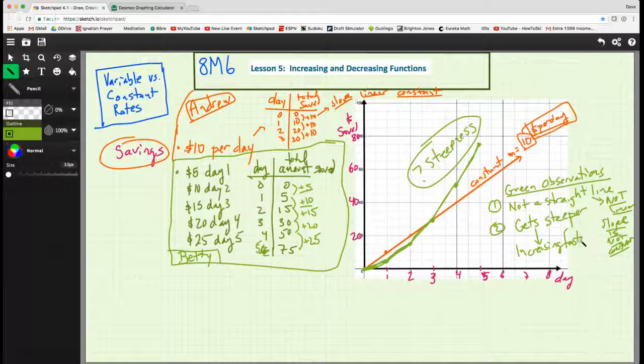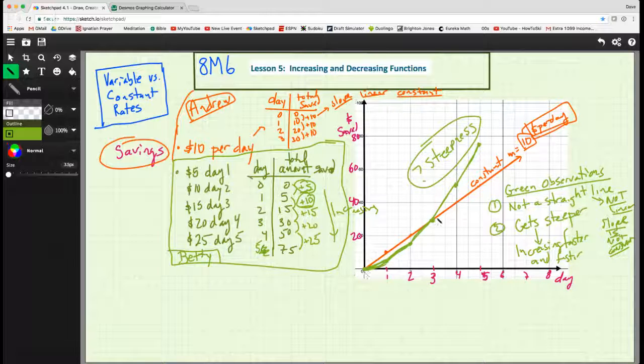faster and faster. Right? So see, we save $5 on the first day, 10 on the second day. So this is increasing. So because we have an increasing number, we have an increasing slope. It gets steeper. So that's kind of the idea.